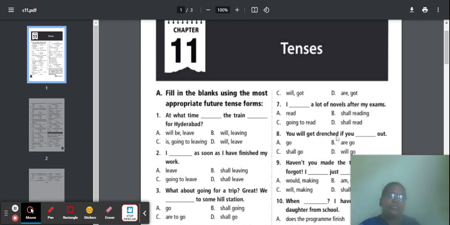Next, you will get drenched if you dash out. You will get drenched if you go out. So option D is the correct one. Okay, next, question number 9.